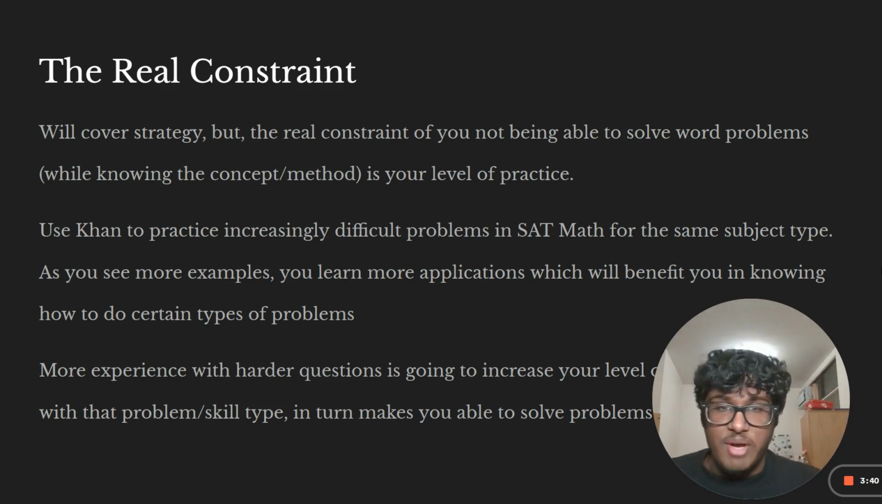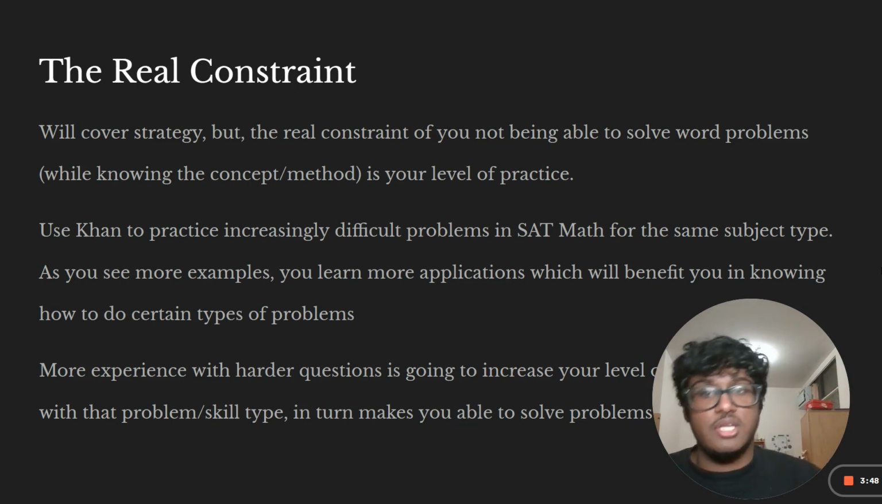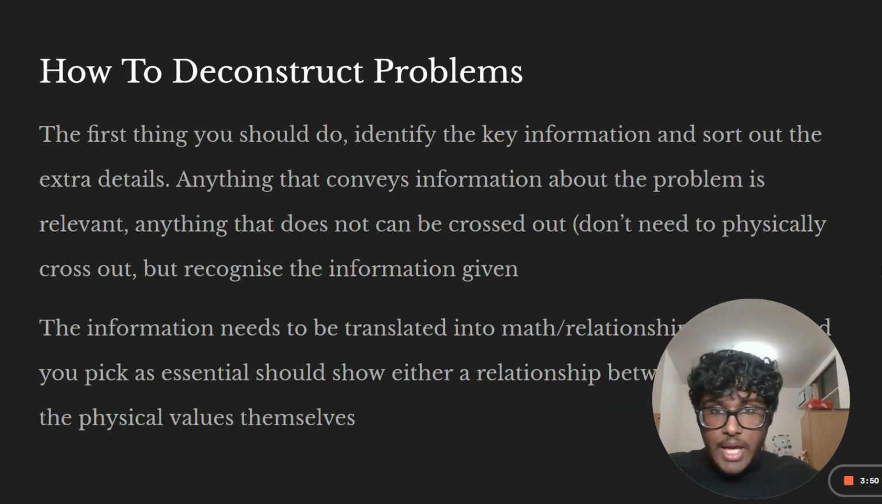That's why in all my other videos, especially for grammar and math, you see me talk about a learning stage of learning the concept, and then a practice stage of actually applying the concept to increasingly difficult problems. All right. How to deconstruct problems. This is where we get into the actual strategy.